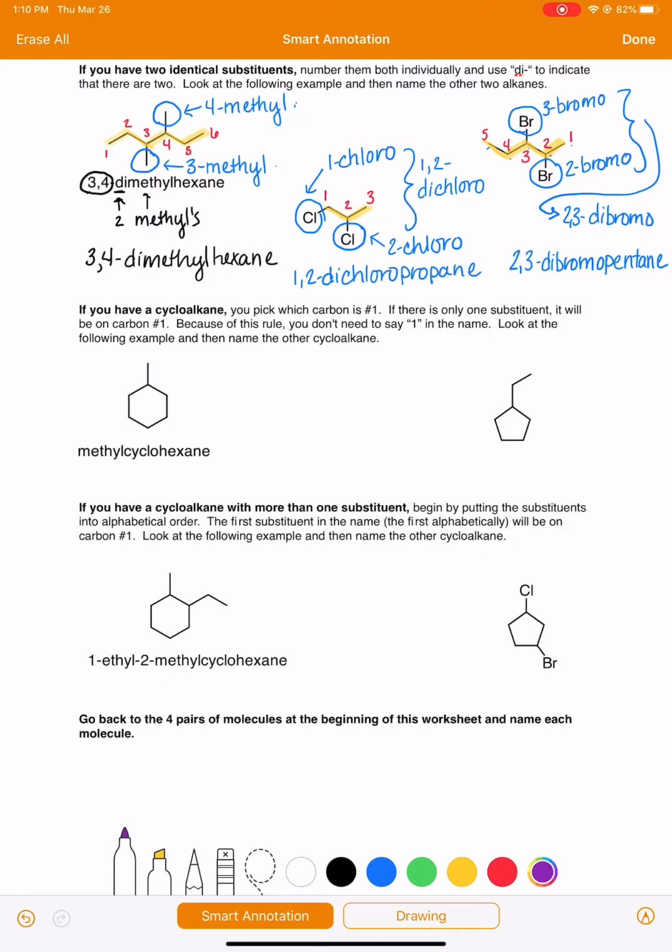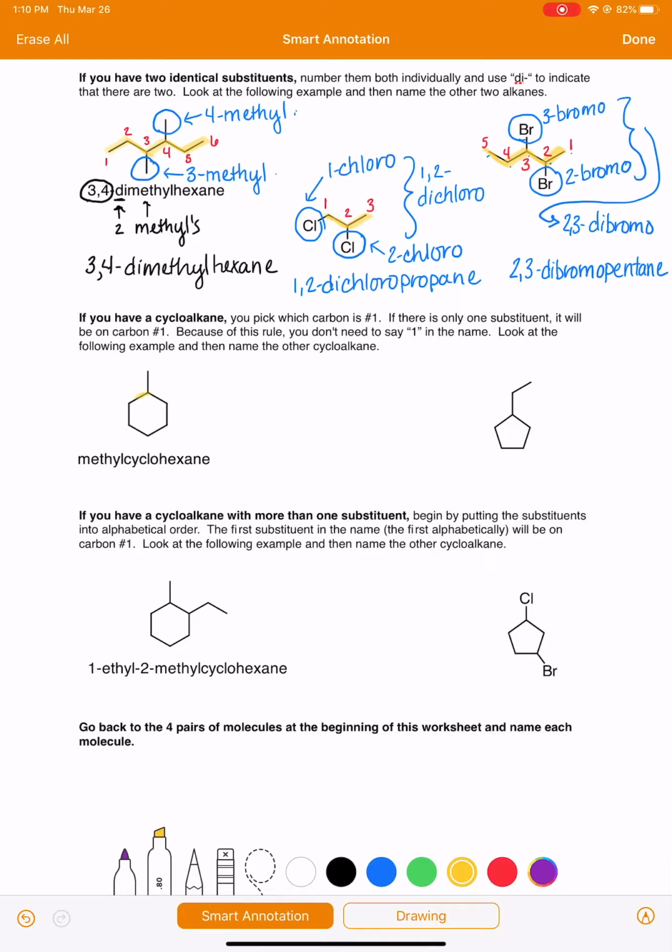To finish up this worksheet, we are going to practice naming cycloalkanes. In the first one, the name is provided for us. Remember, with a cycloalkane, the longest carbon chain is the ring, and we number the ring starting at the carbon that has the substituent, and then we name and locate the substituent.